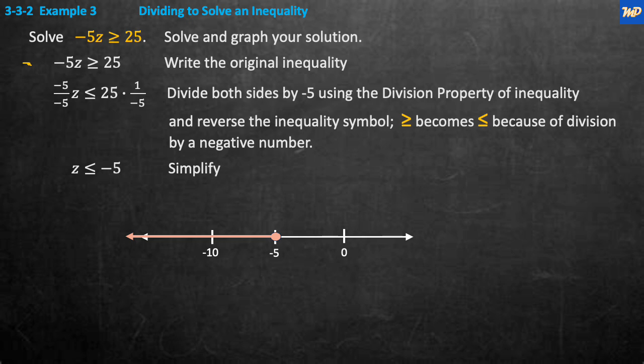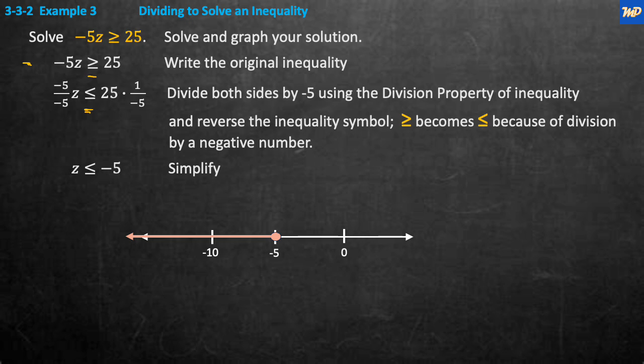And the moment we do that, the inequality flips. It went from greater than or equal to, to less than or equal to. And now it's 25 times negative 1/5. And when you do that, z is now less than or equal to negative 5.